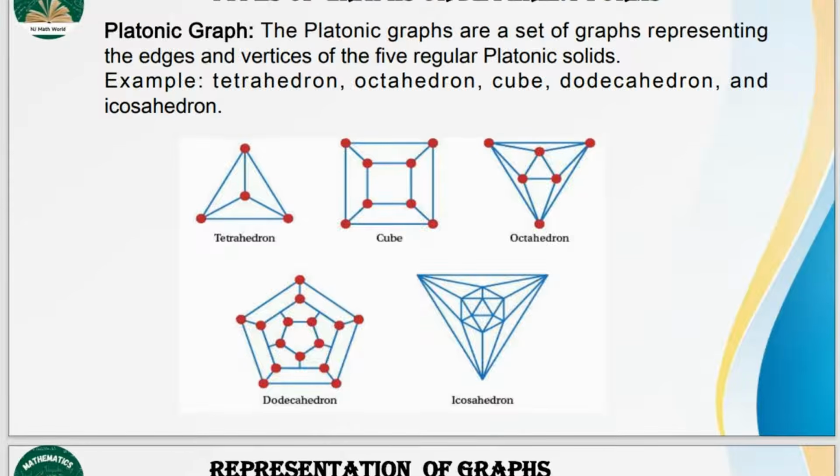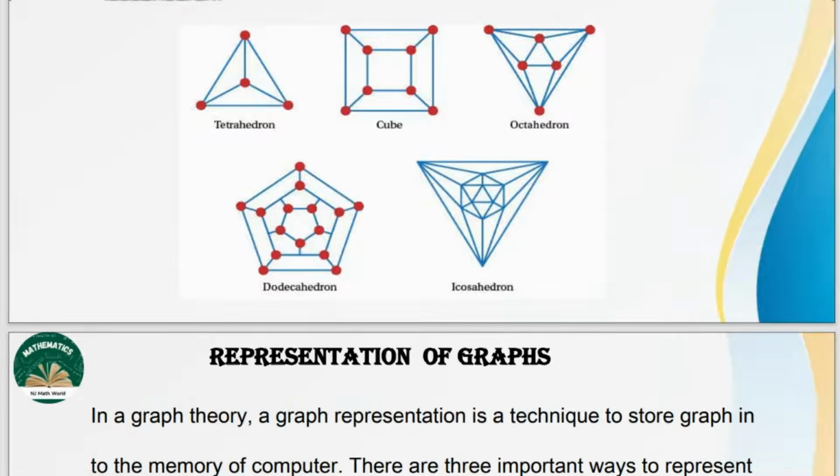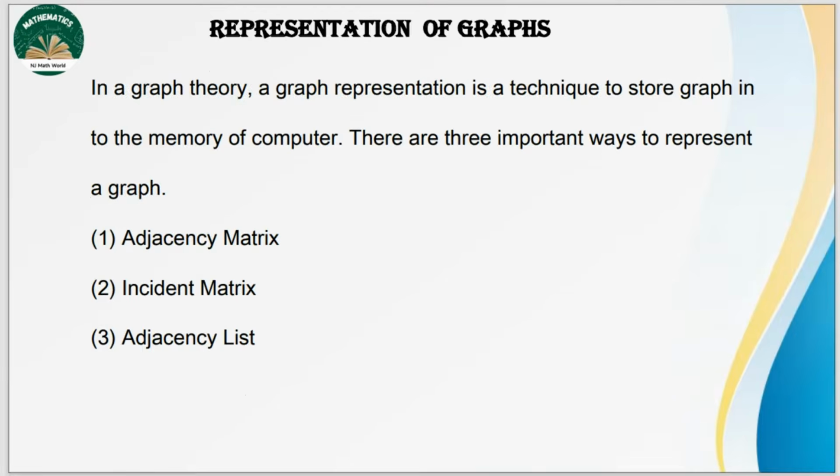Then the next one is the Platonic graph. Platonic graphs are the set of graphs representing the edges and vertices of the 5 regular Platonic solids. So here you have tetrahedron, octahedron, cube, dodecahedron, and icosahedron. These are the 5 examples of Platonic graphs.